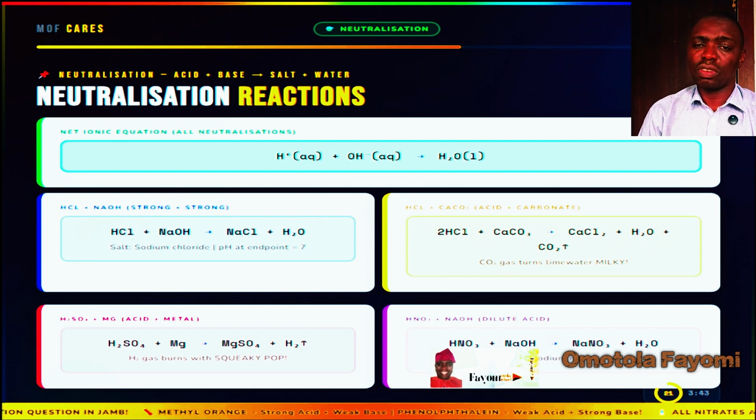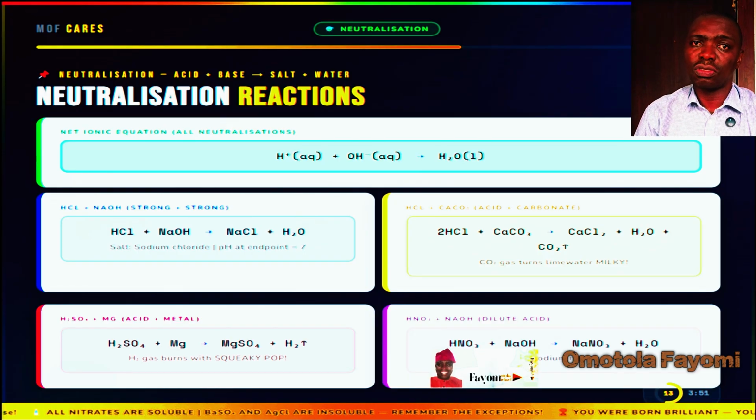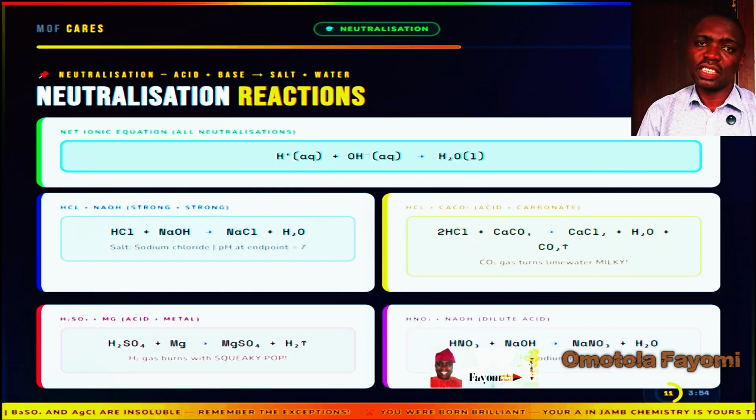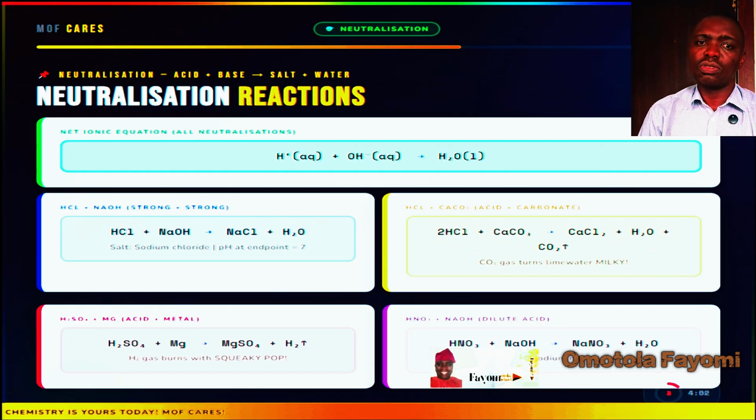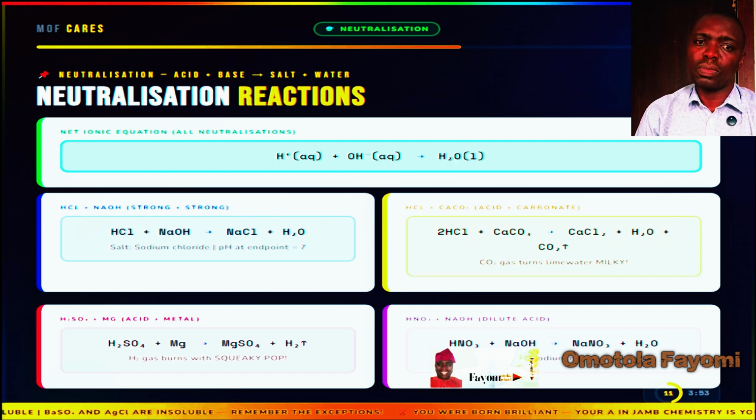HCl plus NaOH gives sodium chloride, common table salt, plus water. This is a strong acid plus a strong base, so the salt solution at the endpoint is neutral, pH equals 7. When acid reacts with a carbonate like calcium carbonate, the products are salt, water, and carbon dioxide. This CO2 turns lime water milky, and that is the standard test for CO2. When acid reacts with a metal like magnesium, the products are salt and hydrogen gas. Hydrogen burns with a squeaky pop when you test it with a lighted splint. That is the test for hydrogen gas.